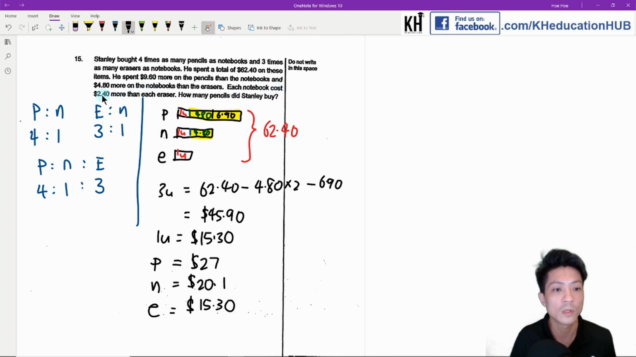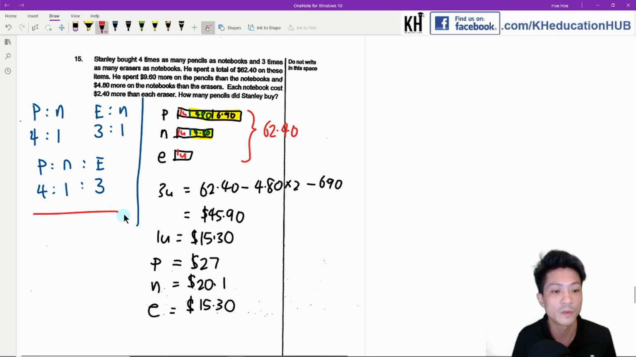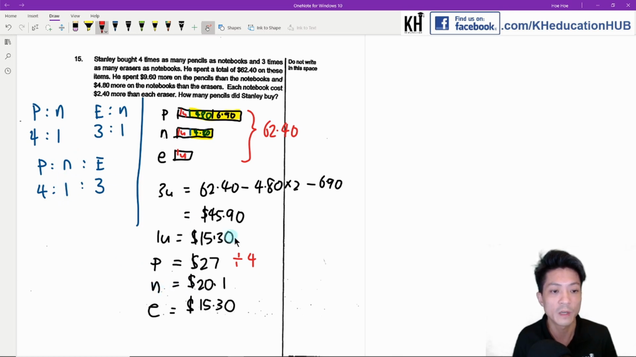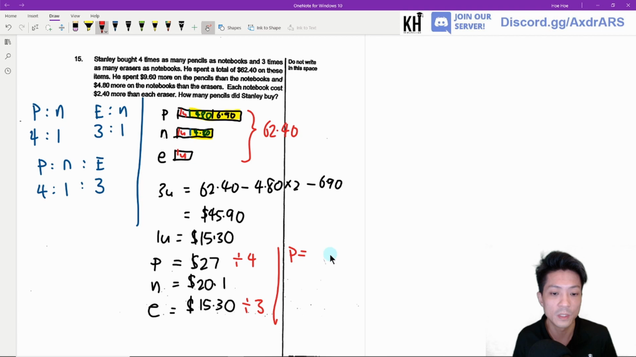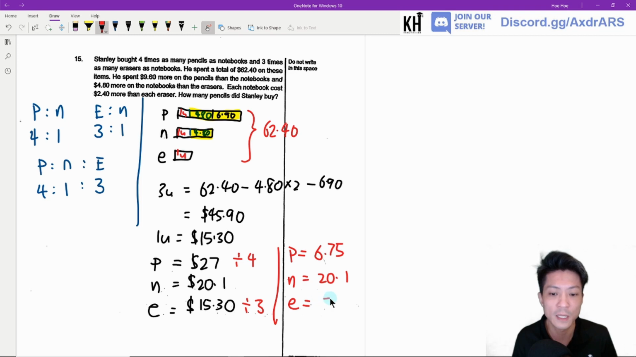Okay, the next part, it says that each notebook costs 2.40 more than each eraser. How many pencils did Stanley buy? Okay, so the next step, we need to draw relationship with the number of items over here. Okay, we're gonna make them the same by dividing this with a 4. Pencils divided by 4. Notebook, there's no need to divide because it's one unit. Eraser, I need to divide by 3. Okay, so P will be equal to $6.75. Notebook never changed, 20.1, and eraser would be 15.3 divided by 3 will give me $5.10.